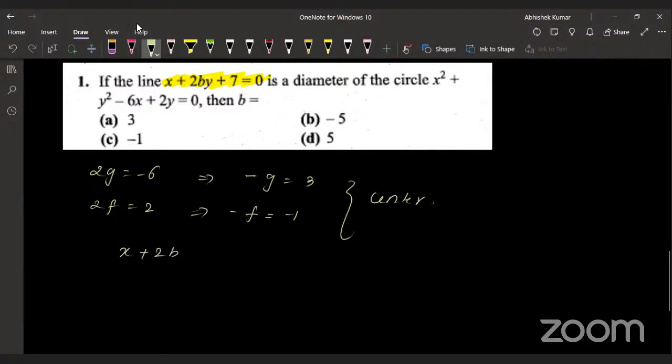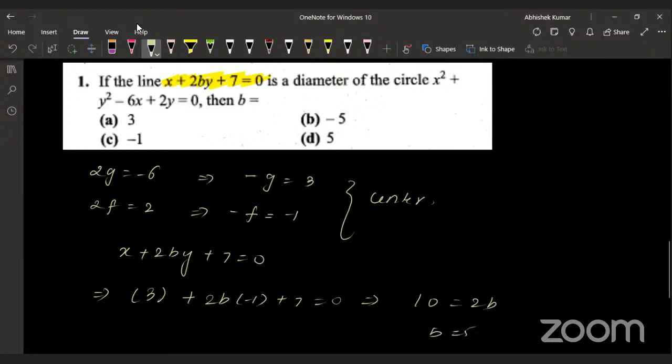And because we know the center, we can put it in the equation of the line. So you will have x plus 2by plus 7 is equal to 0. Here x is minus g, that's 3, so 3 plus 2b into minus 1 plus 7 is equal to 0. If you solve it, you will get 10 is equal to 2b, so b is 5. That's your answer. This is a state level question. Got it? Okay. Now, okay.